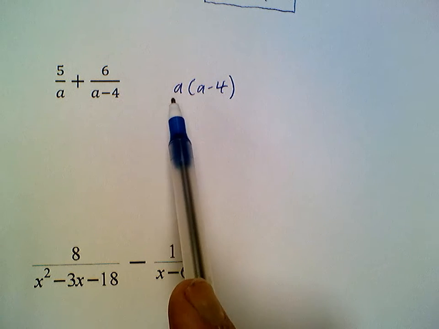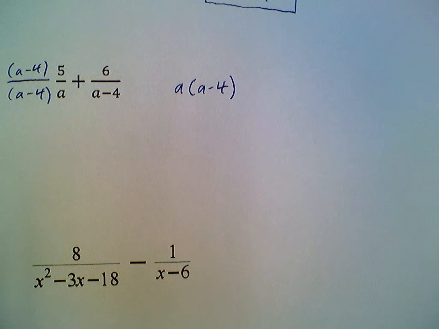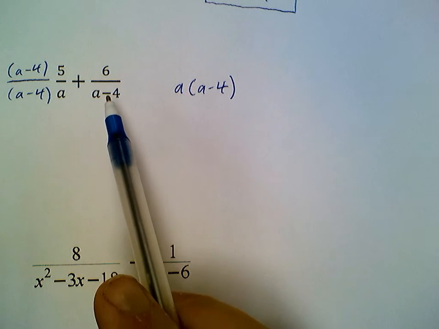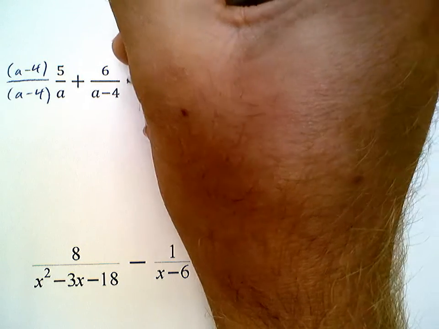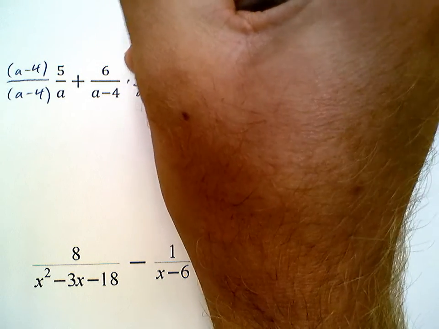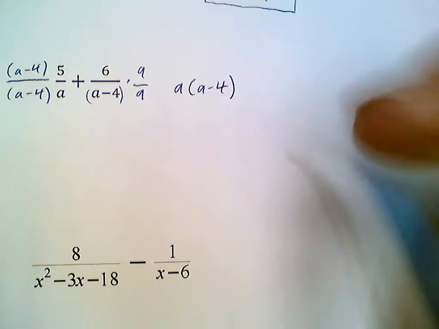this first fraction already has the a, so it needs the a minus 4. So I'm going to multiply the top and the bottom of this fraction by a minus 4. Okay? Now this fraction over here already has the a minus 4, but it needs the a, so I'm just going to multiply the top and the bottom of this fraction by a. Okay? So now I'm just going to simplify.